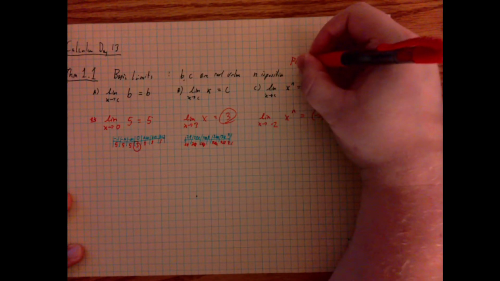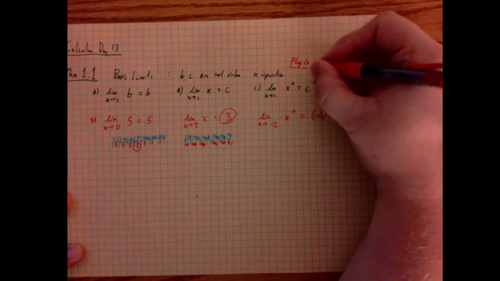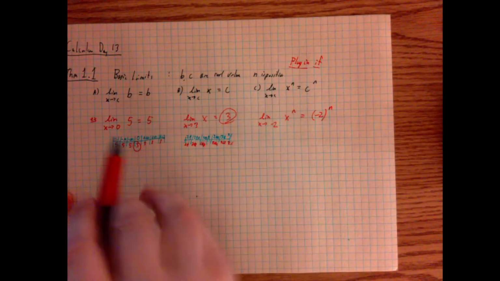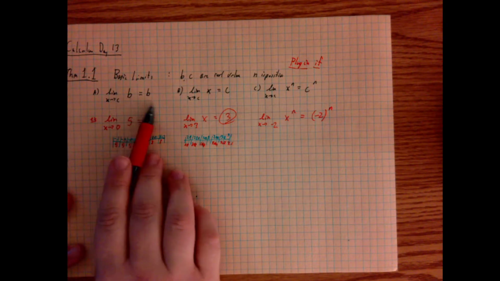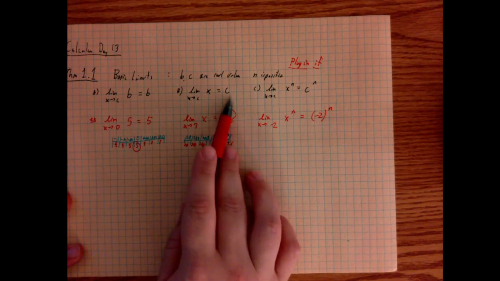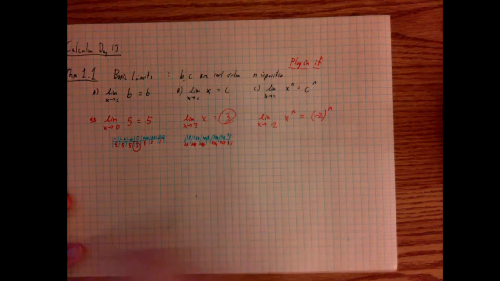So basically, theorem part 1 can be summarized as you plug in if it matches these 3 scenarios. If it's a number, you don't do anything, it's just a number. If it's x, you just plug in. If it's x to the n, you just plug in. So that's our first theorem.